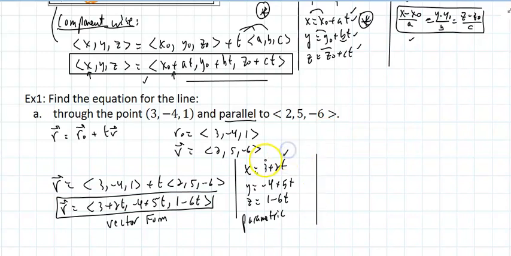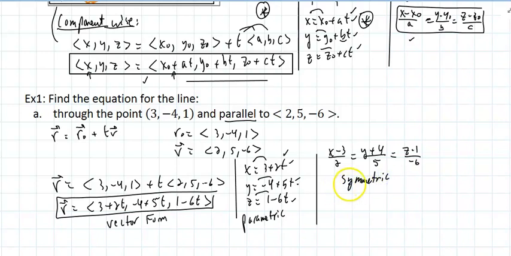Symmetric: solve for t, subtract 3 from both sides, divide by 2. Solve for t, add 4 to both sides, divide by 5. Subtract 1 from both sides, divide by negative 6. Since that's t equal, and t equal, this is symmetric. Again, I'm not going to keep on finding symmetric. We barely use it in this class. We are going to focus on those two more than anything.